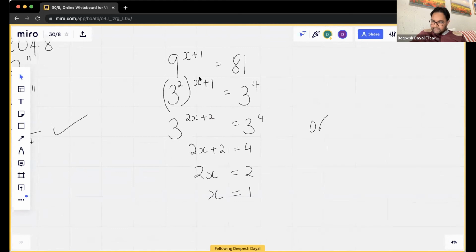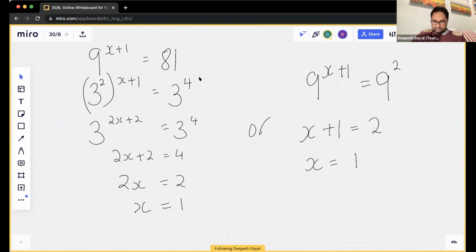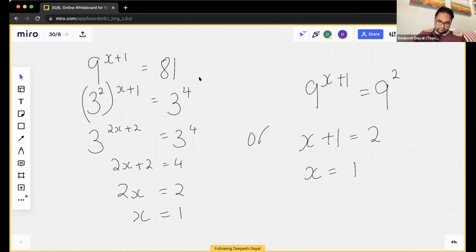Or you could have just simply said 9 to the power x plus 1 equals 81, which is 9 squared. And then x plus 1 equals 2. And then x equals 2 minus 1, which is 1. So they could have used either of these methods, right? So there's 2 different methods here which you can use. So either this one or this one, right?